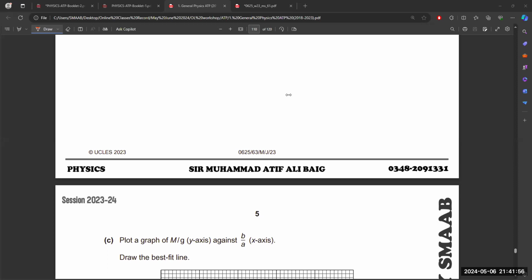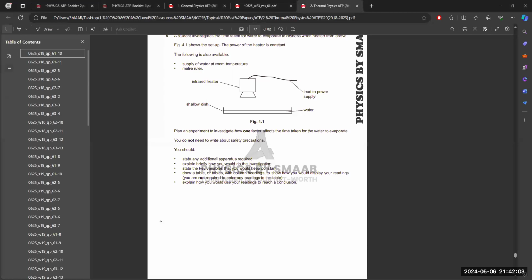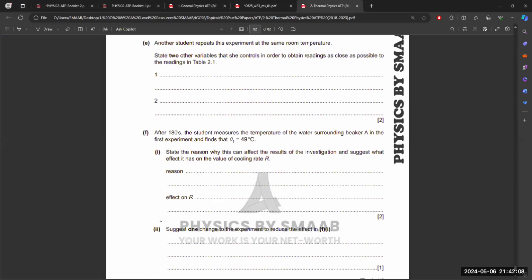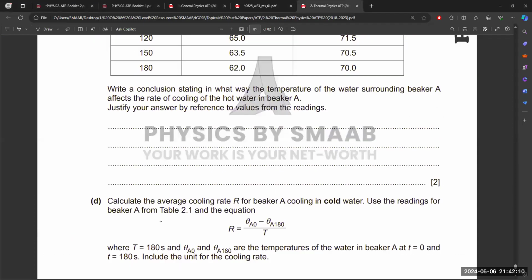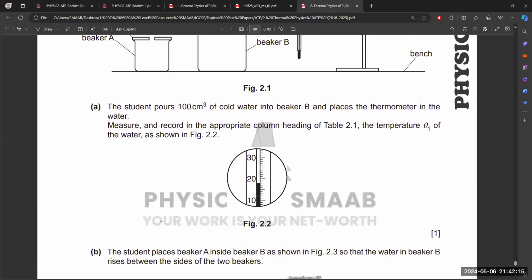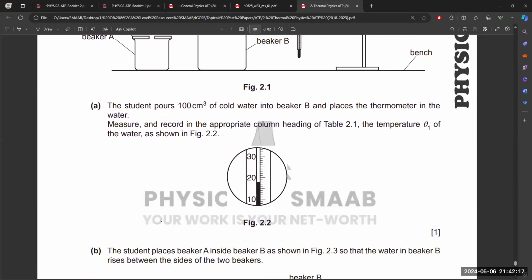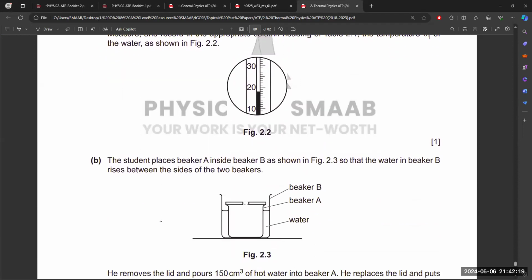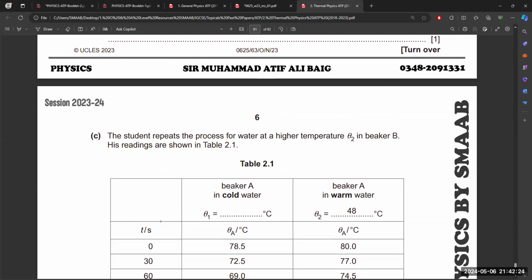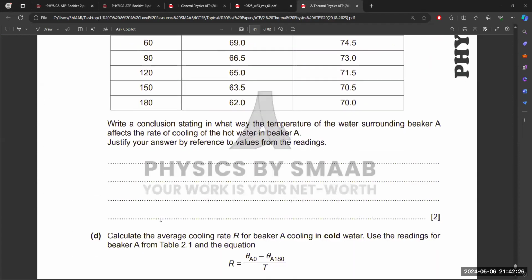In thermal, this is the latest one. So these are the questions from thermal. Again, you can see a magnified diagram of a thermometer is given. You have to record the reading. For light, we will discuss all the light questions on one day.